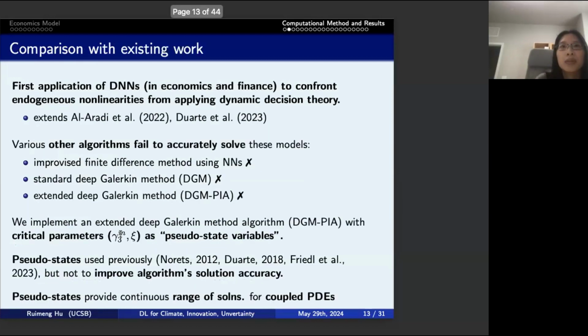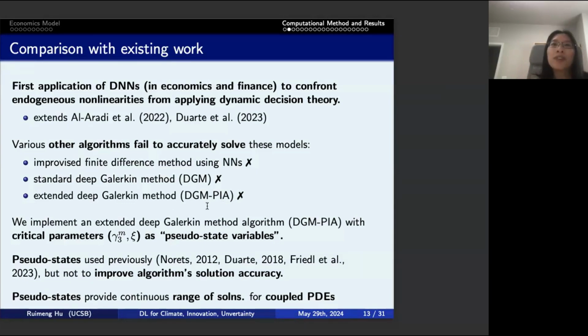Okay. So what's the contribution here? We view our paper to be the first one to apply neural networks in economics and finance to confront endogenous nonlinearity from applying dynamic decision theory. And we are extending the paper by Al-Aradi in 2022, which is about the deep Galerkin method PIA, and also another paper from the economic side; we share a similar spirit. We also tried to apply some other already existing methodologies to solve this super nonlinear, very sensitive model.